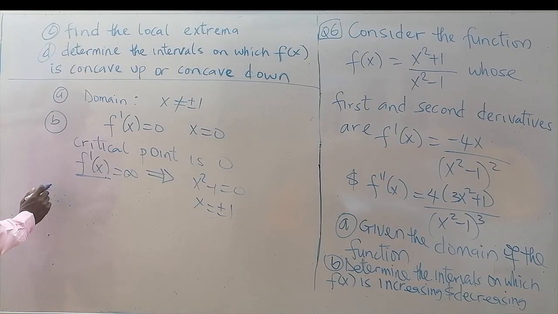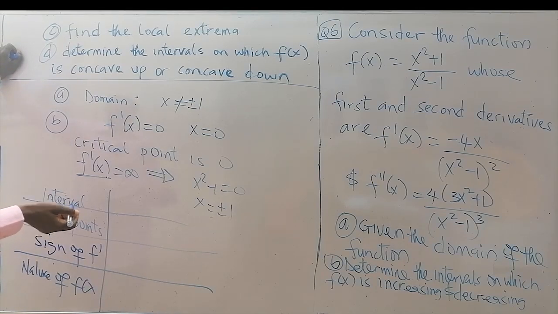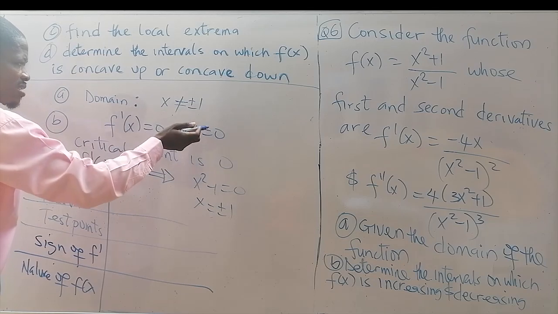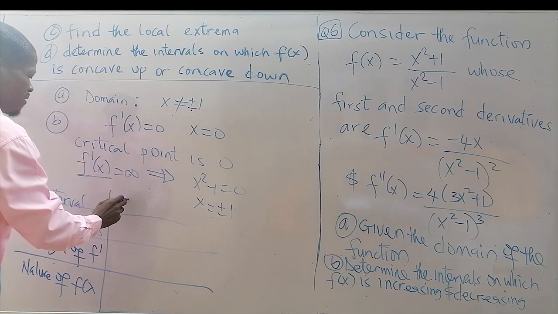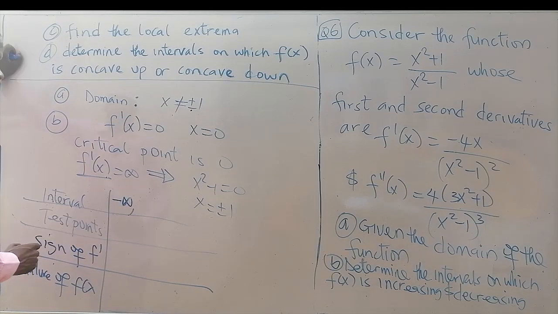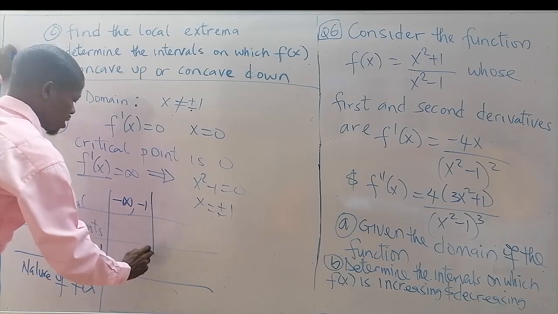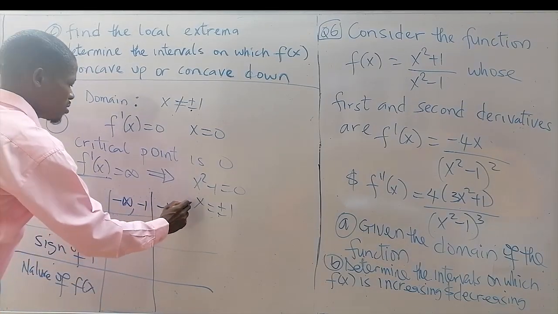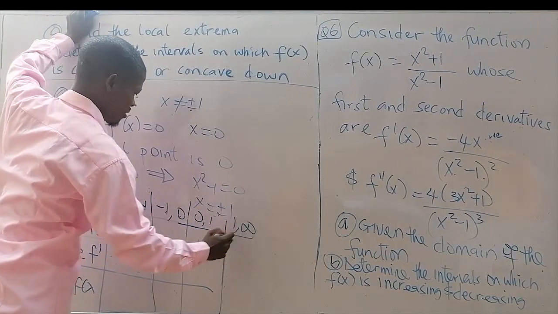So we're going to have the table with our test points. The intervals, as we know from the domain, are all real numbers except plus or minus 1. So we start from negative infinity to minus 1, followed by minus 1 to 0, then 0 to 1, and finally 1 to infinity.